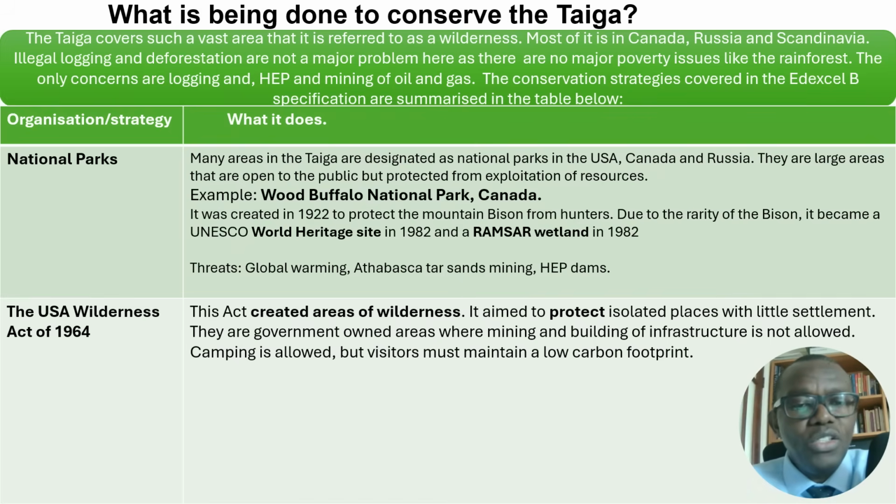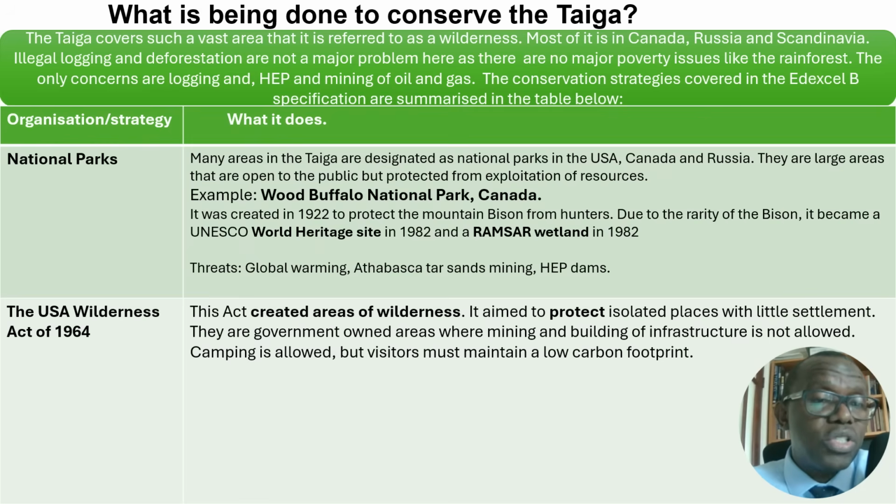What is being done to conserve the taiga? So the taiga covers such a vast area that it's referred to as a wilderness. Now, most of it is in Canada, Russia, and Scandinavia. And in the taiga, illegal logging and deforestation are not a major problem. And this is because there are no major poverty issues like we have in the areas where the rainforests are found. As we said previously, the taiga is found in countries that are mostly HIC.